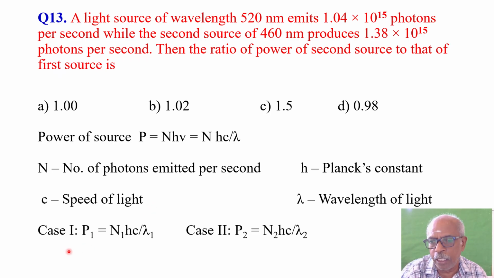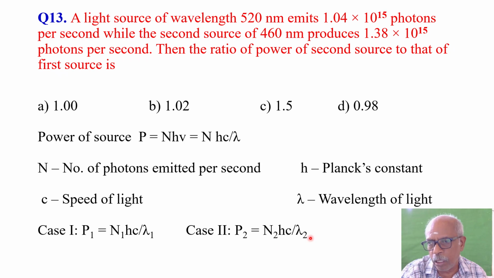So you are having two different sources. For source 1, let the power be P1. P1 is equal to N1 hc divided by lambda 1. Sir, do we write h1, c1, etc.? No. That you know very well. h is Planck's constant, it is always a constant. c is the speed of light, that is always a constant. Only the number of photons emitted per second and the wavelength are changing. So for case 2, P2 is equal to N2 hc by lambda 2.